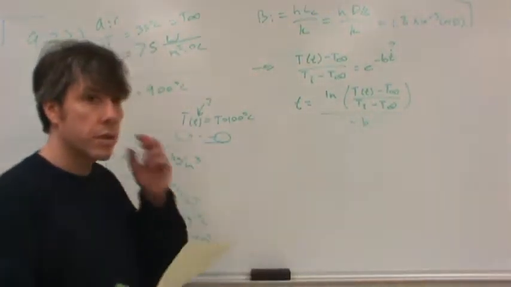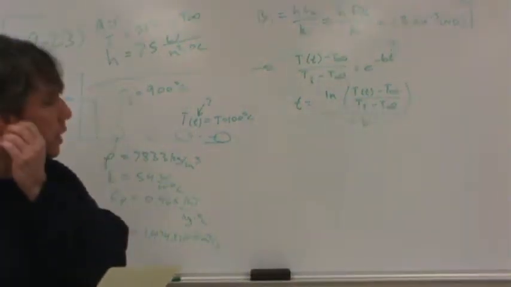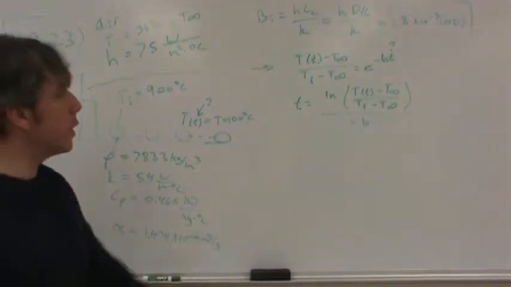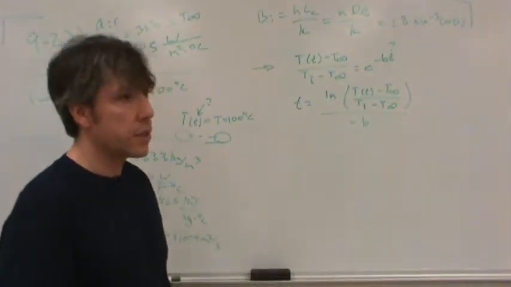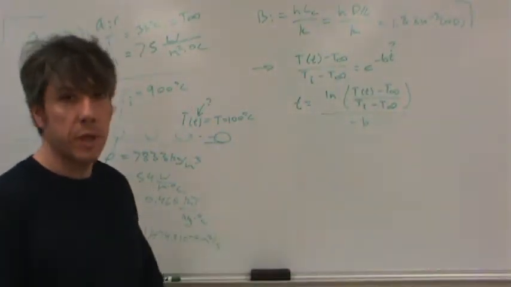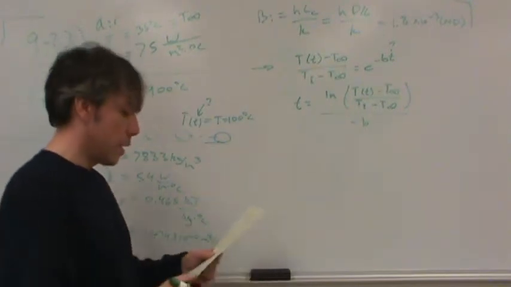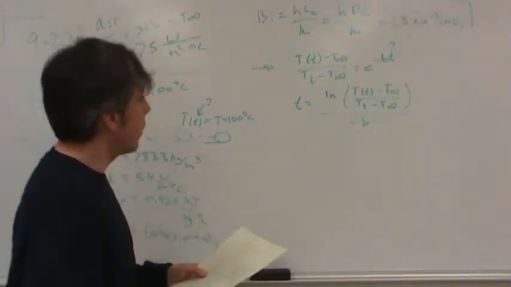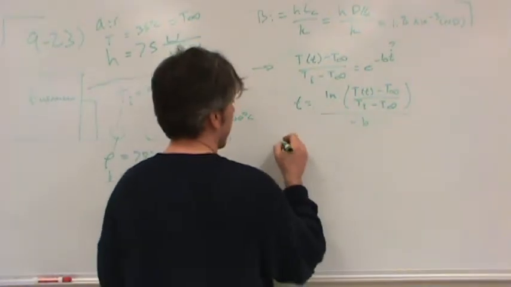Okay, so there it is. All I did was I solved for time t. To do it, you take the natural log of both sides. That gets rid of the e. Divide by negative b. You're there. Now remember that we need to calculate that parameter b.